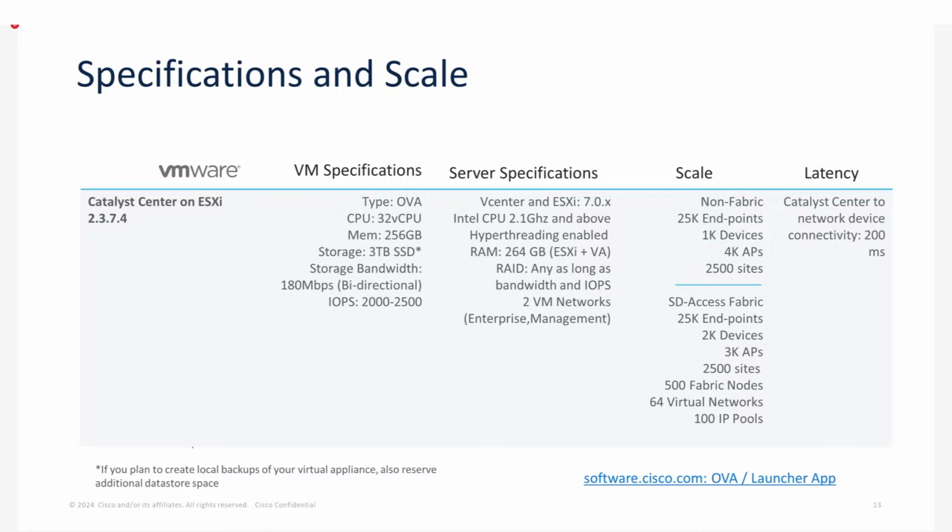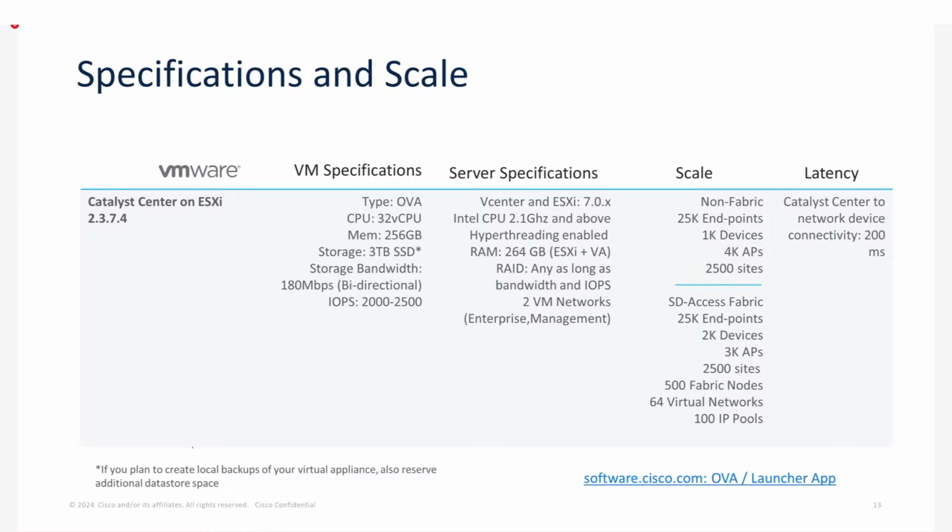For the server specifications, we support vCenter and ESXi from 7.0 and above, and processor needs to be an Intel CPU from 2.1 gigahertz and above. Hyperthreading needs to be enabled, RAM needs to be at least 264 GB, RAID can be any as long as it meets the bandwidth and IOPS requirements. And 2 virtual networks need to be created as well. And we'll see that later in the demo, how we can get both the enterprise and management network as part of this new release. So if you have the enterprise that communicates with your managed devices and you have a separate management network for your Catalyst Center, you can get both of them added.